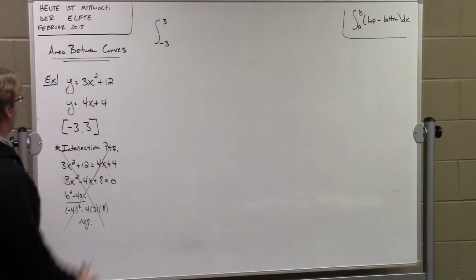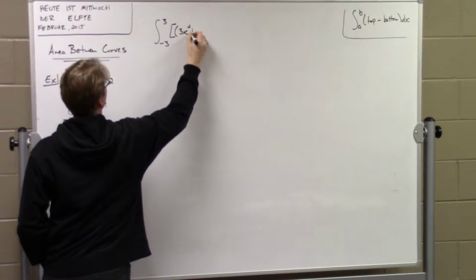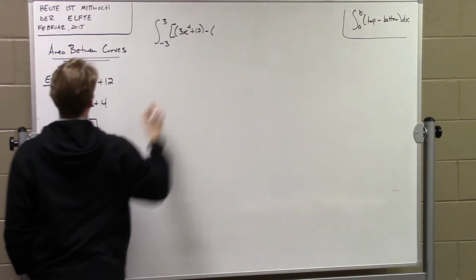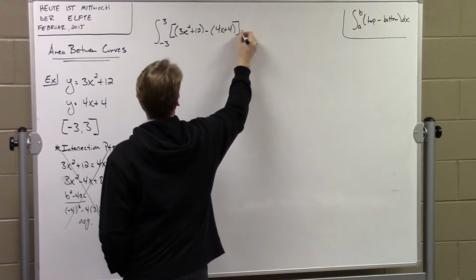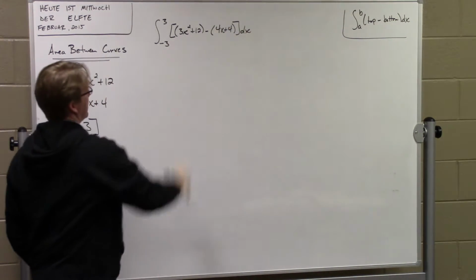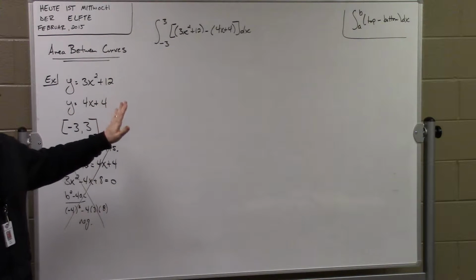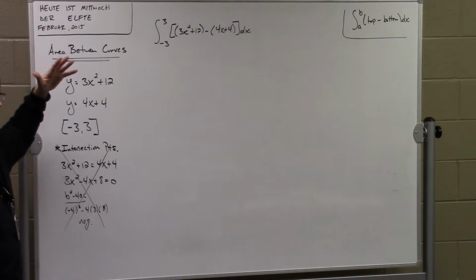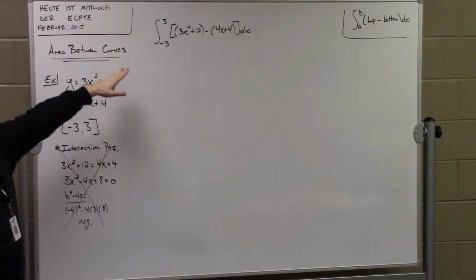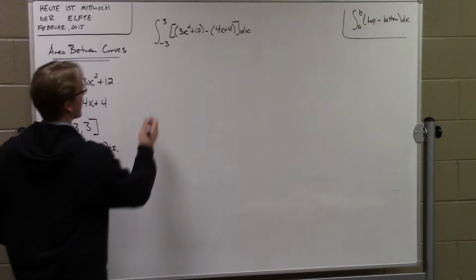of top minus bottom. The top function is going to be 3x squared plus 12 minus the bottom function, which is 4x plus 4. And honestly, when I get to this phase, I don't even worry about what the original problem was. Yes, we're doing an area problem, but that's just a straight up antiderivative. Context at this point is gone. As long as my answer is positive, then I haven't messed up. If I get a negative area, then I have really messed up something somewhere.